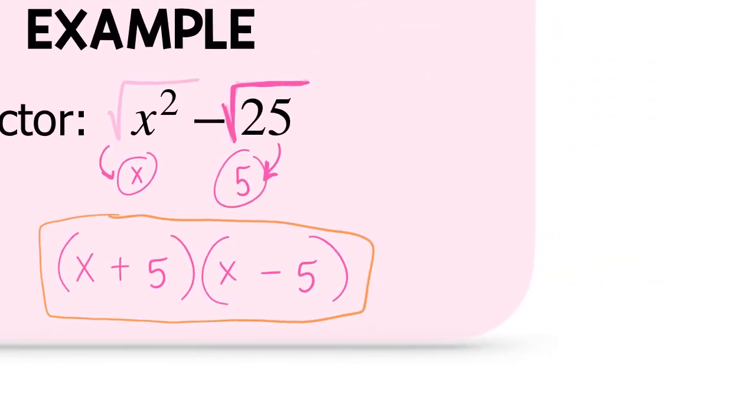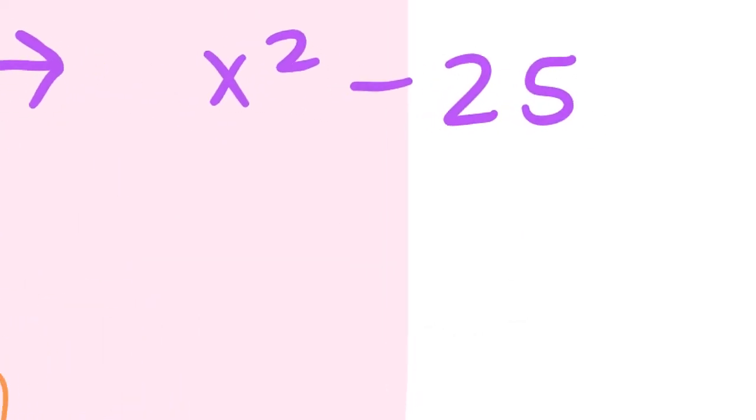Another way to think about this, I'm just going to show you another way to think about this, just to maybe make it make more sense for some people. So x squared minus 25. You can think of this as a trinomial.